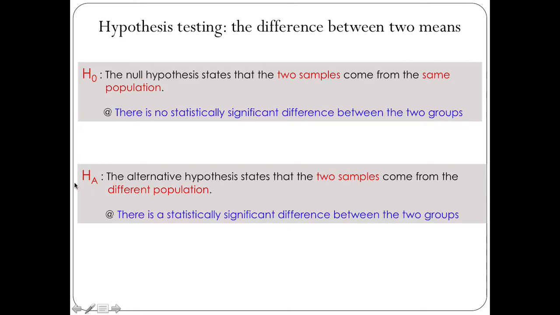Whereas your alternative hypothesis states that the two samples come from different populations. So in other words, there is a statistically significant difference between the two groups. Okay, so it means that they are not the same.